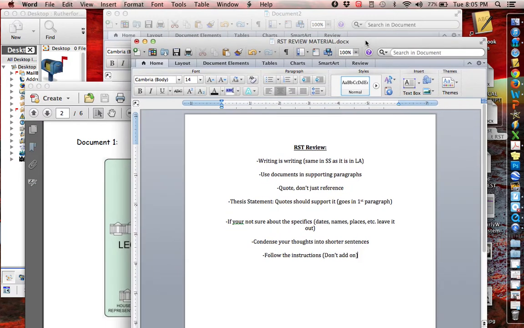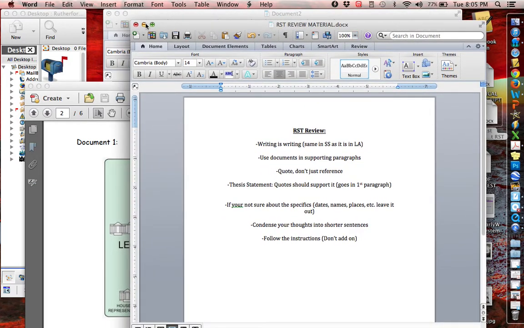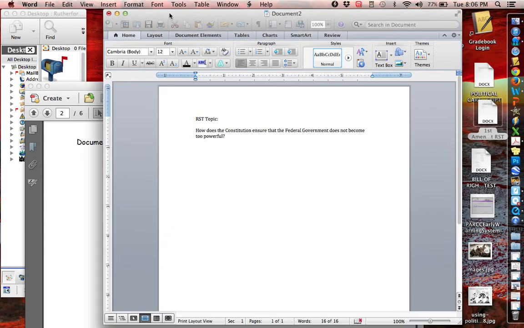Okay, so what I want to look at now is a model of what we're going to look at in class tomorrow. So let's say our topic is this. How does the Constitution ensure that the federal government does not become too powerful? Now, we've spent an extensive amount of time working on the Constitution and how the Constitution ensures that the federal government does not become too powerful.